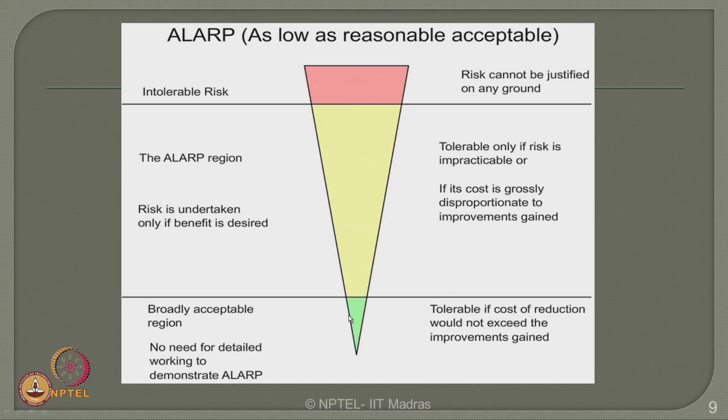In most cases in the oil and gas industry, the risk will fall in a larger domain, which is marked as yellow here, called the ALARP region. The risk is tolerable only if the cost of reducing it is grossly disproportionate to the improvement. For example, you have a risk identified in a given process industry and you want to eliminate it completely, but the cost involved in eliminating that risk is highly disproportionate. Then you accept that risk as a part of your process industry. So, risk is undertaken in such cases only if the benefit from the cost of control of risk is desirable.